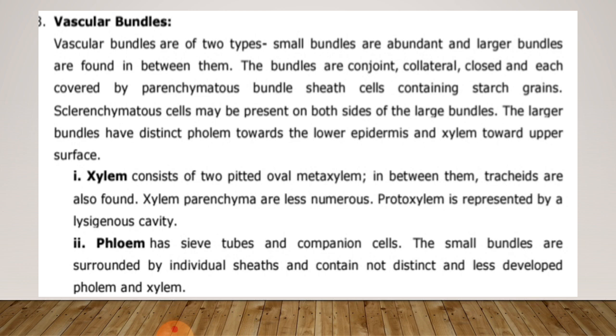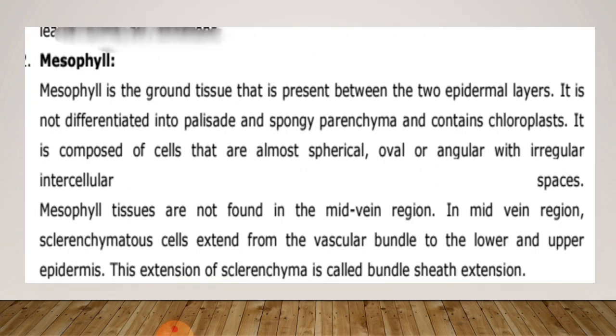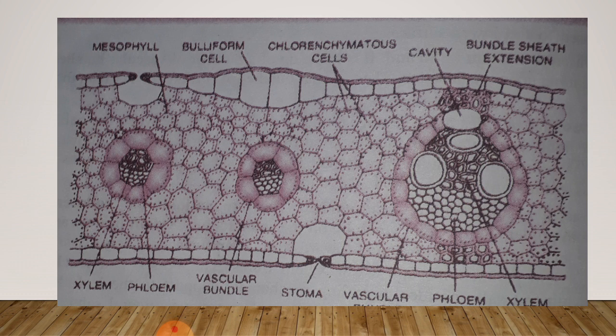The small bundles are surrounded by individual sheaths and contain non-distinct and less developed phloem and xylem. So far as the small bundles are concerned, there is no distinction of xylem and phloem in isobilateral leaves. So far as dear students, today it is sufficient. Thank you.